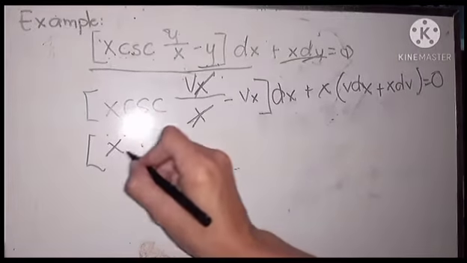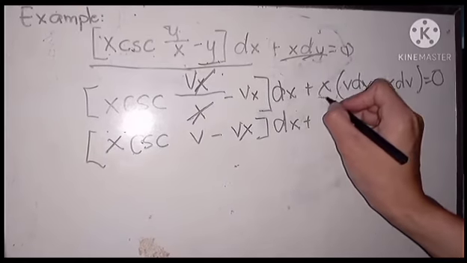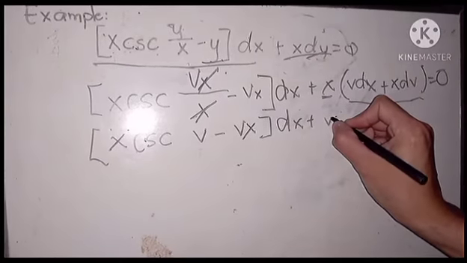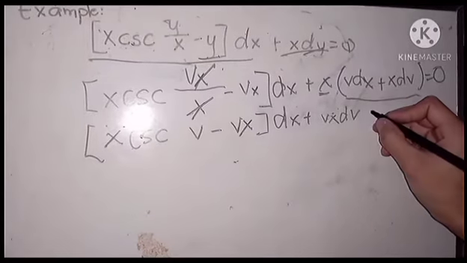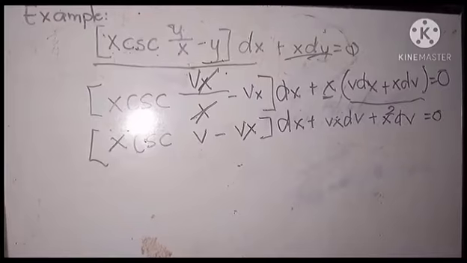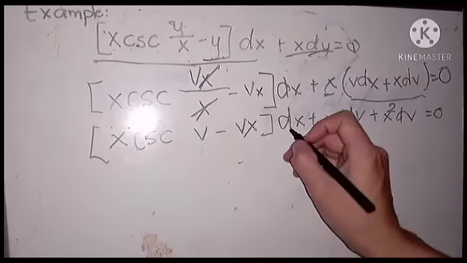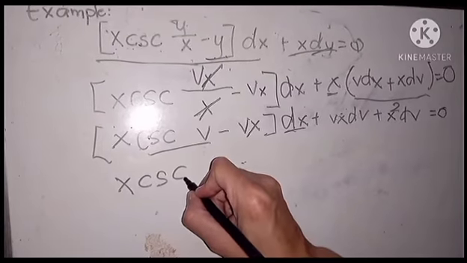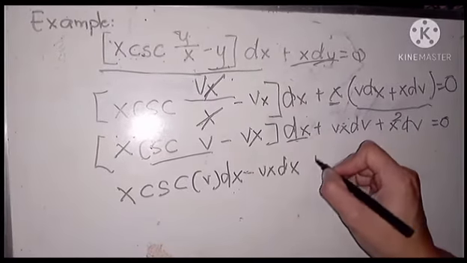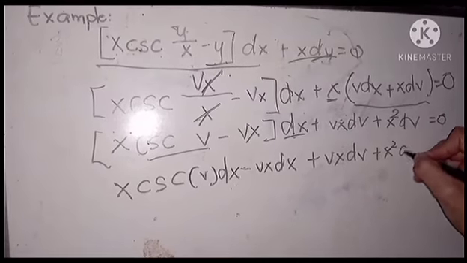So we have x cosecant v minus vx dx. Distribute the value of x in this equation. So we have v dx, x dv, plus x squared dv equals to 0. Then rewriting this equation, distribute dx in this equation. So we have x cosecant v dx minus vx dx plus vx dv plus x squared dv is equals to 0.